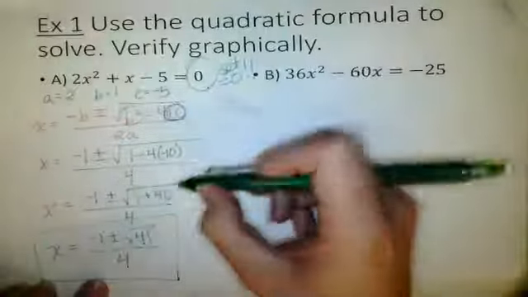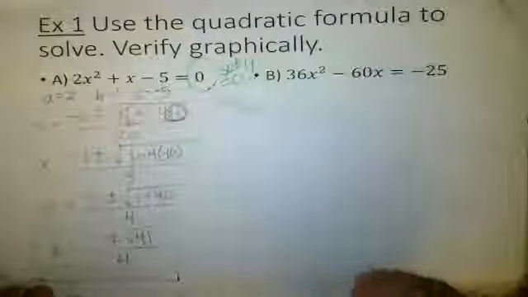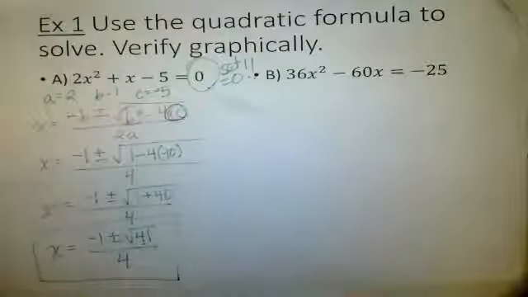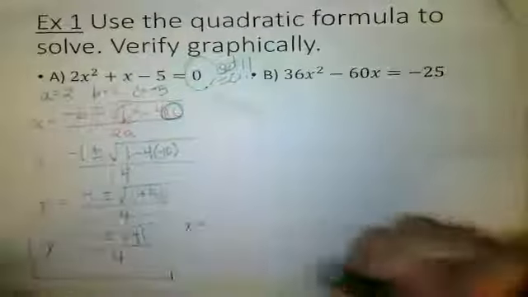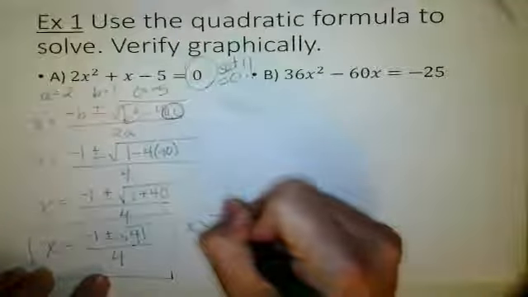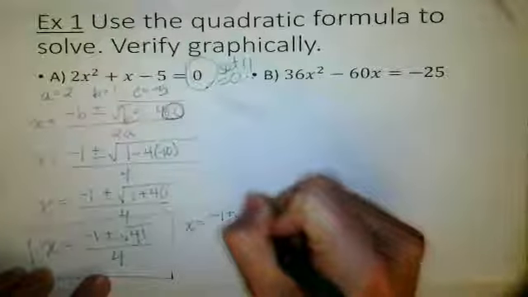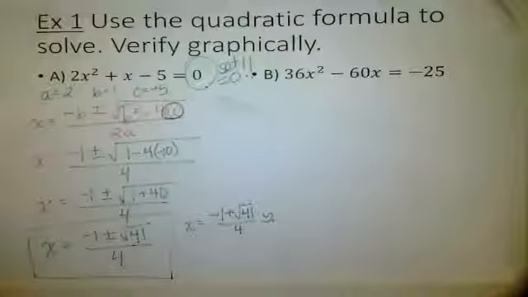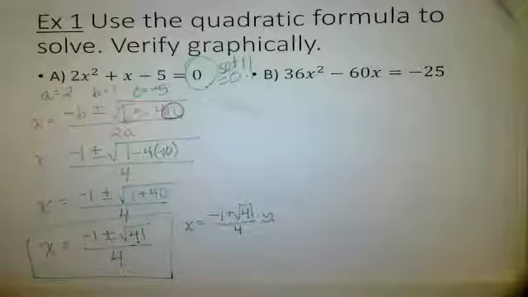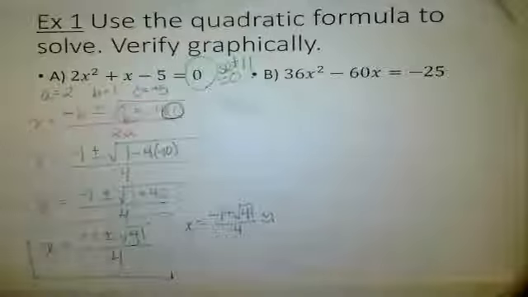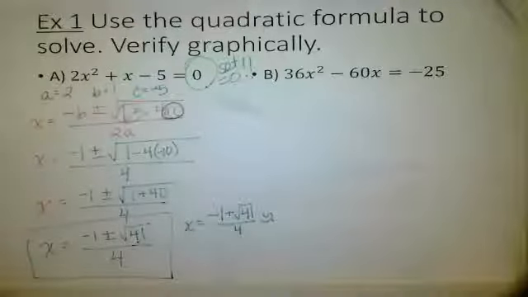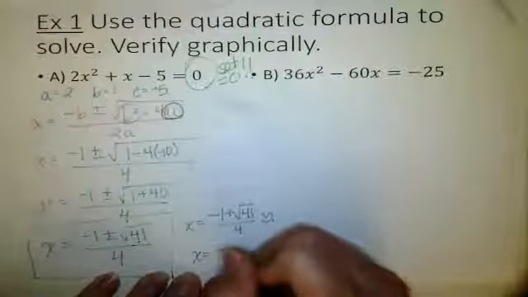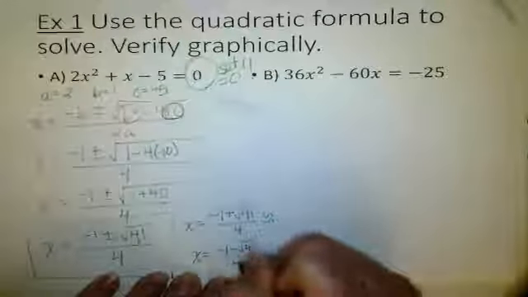Okay? You can leave it like that. So what are the two answers, just so we're clear? -1 plus radical 41 over 4. And can you plug that into your calculator, please? I just want to make sure you know how to plug that in correctly. The other answer is x equals -1 minus radical 41, all divided by 4.